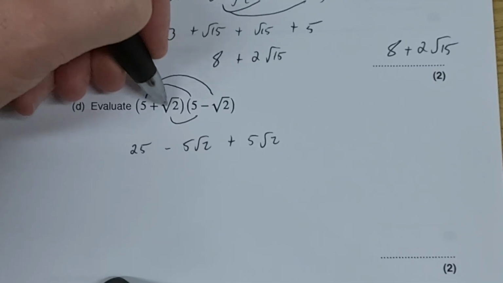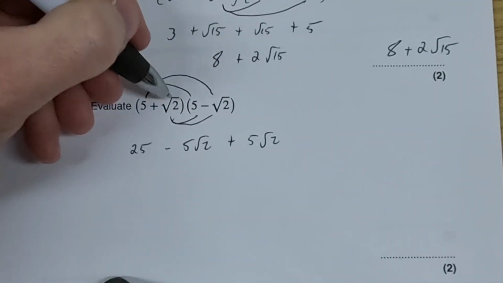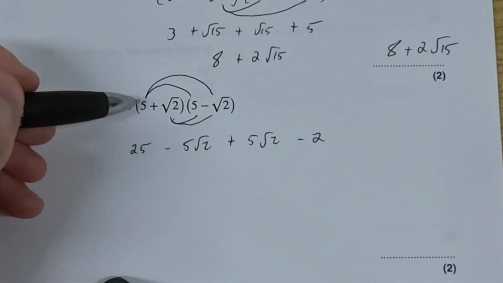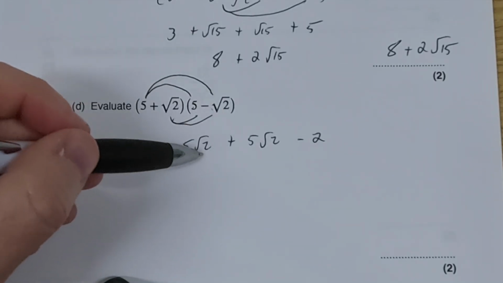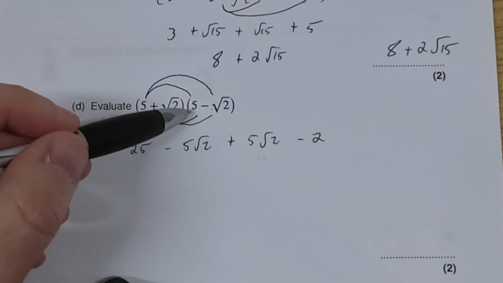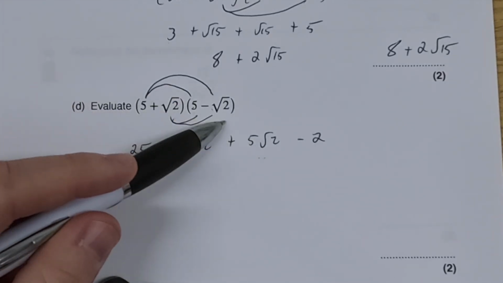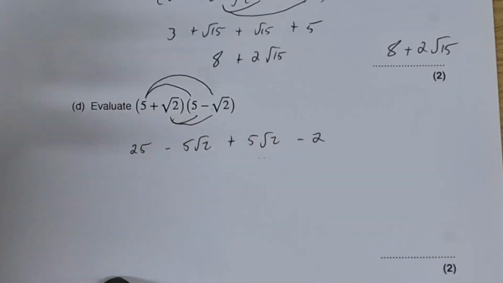And then finally, you've got root 2 times minus root 2. So root 2 times root 2 is 2. Now you've got a positive times a negative, so it will be minus 2. So let's just check those again. 5 times 5 is 25. 5 times minus root 2 would be minus 5 lots of root 2. Root 2 times 5 would be 5 lots of root 2. And finally, root 2 times minus root 2. Well, root 2 times root 2 is equal to 2, and a positive times a negative is a negative, so it's going to be minus 2.